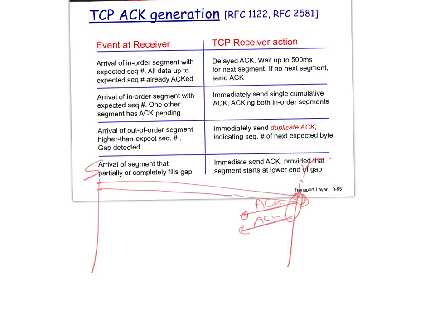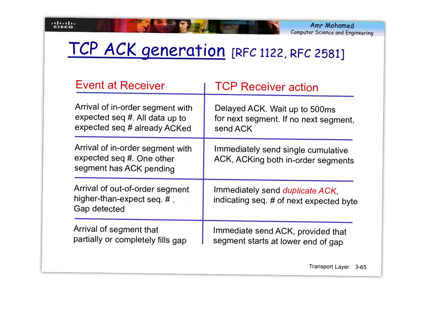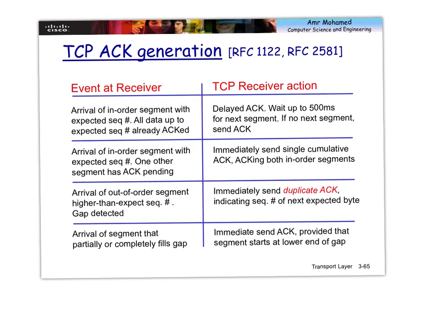So the receiver will say, arrival of an in-order segment. So this is the segment that I'm expecting. Everything is in order, so things are fine. All data up to the expected sequence number needs to be acknowledged, right? So I need to send the acknowledgement. However, the receiver will wait for a short amount of time, which is 500 milliseconds.